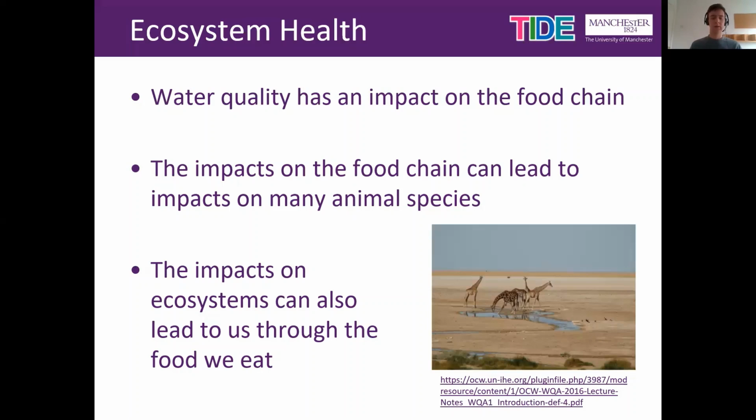and aquatic life cycles. Furthermore, the impacts on ecosystems do not simply remain in the ecosystems themselves, but can also lead to impacts on humans. Neurotoxins from the algal blooms, which we previously mentioned, can move through the food chain, which impacts the animals, but this can also be consumed by humans who may not have interacted with the affected water at all.